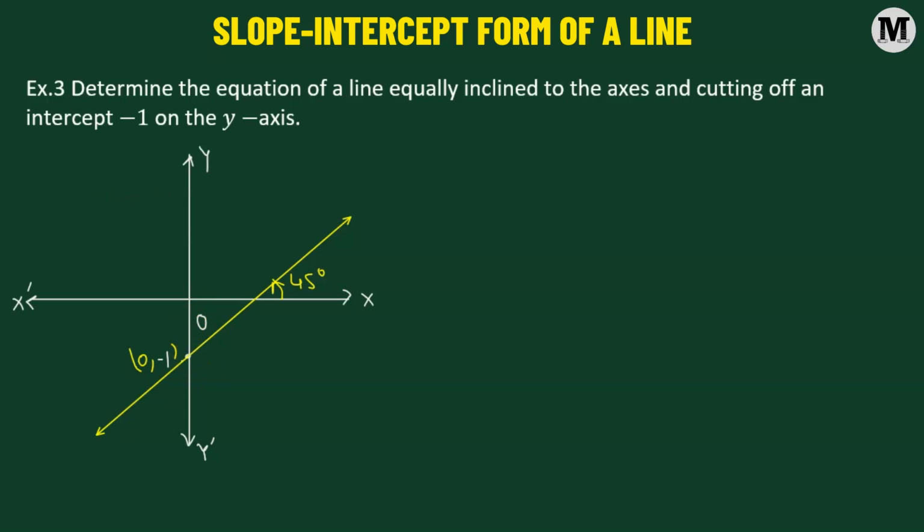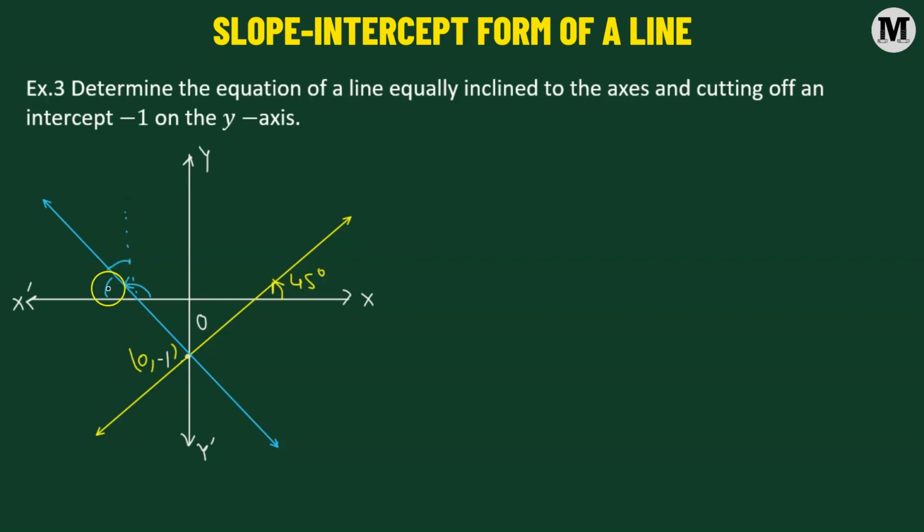There is one more possibility. The line is going to have a negative slope. This particular line is going to have a negative slope because the angle that it makes with the positive direction of the x-axis is going to be an obtuse angle. However, it's given here that this particular line is also equally inclined to the axes. That means if we consider this particular angle, the angle that the line makes with the negative direction of the x-axis is going to be of the same value as the angle that it makes with the positive direction of the y-axis.